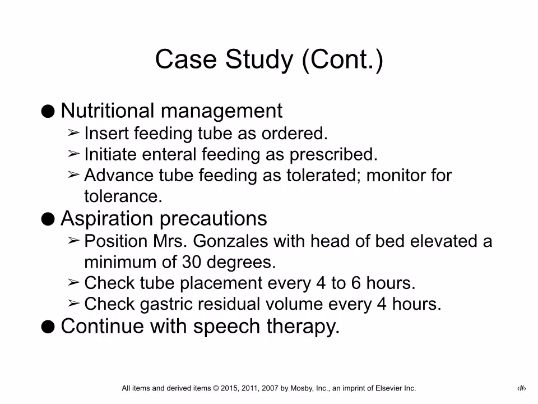You should check tube placement every 4 to 6 hours. If you don't check tube placement every 4 to 6 hours, it increases the risk for aspiration. Now, gastric residual volume, which you are checking every 4 hours, indicates if gastric emptying is delayed.